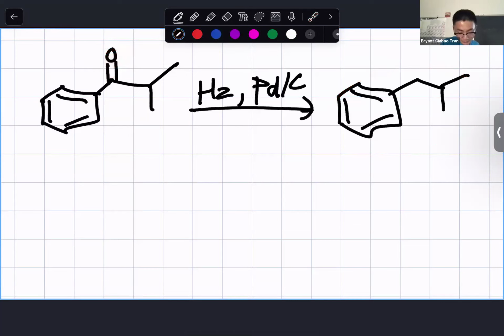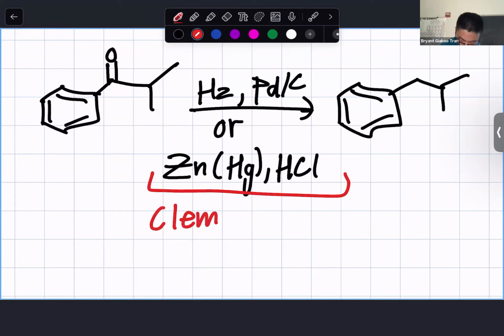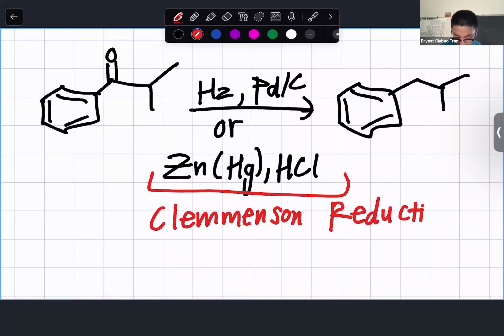I'll just give you guys the other one just in case you see it, but he didn't go over this in class. You could see zinc, mercury, HCl as well. It does the same thing. This reaction is called Clemmensen reduction, just in case it shows up. Clemmensen reduction. But he didn't go over it. Both of these reducing agents will cleave the carbonyl and get to the R group there.